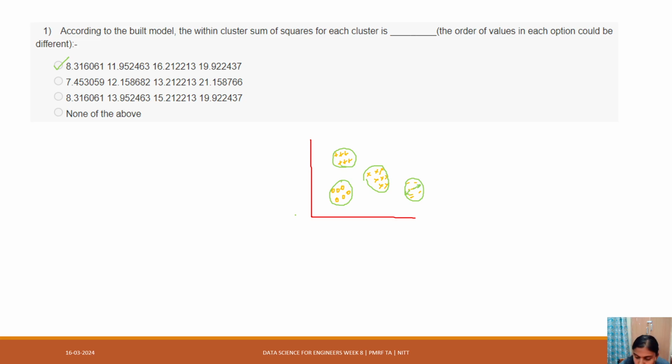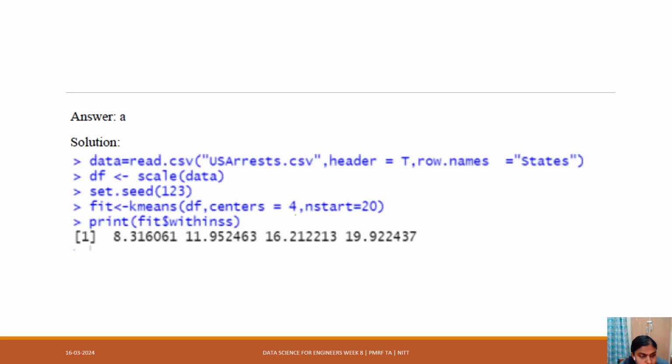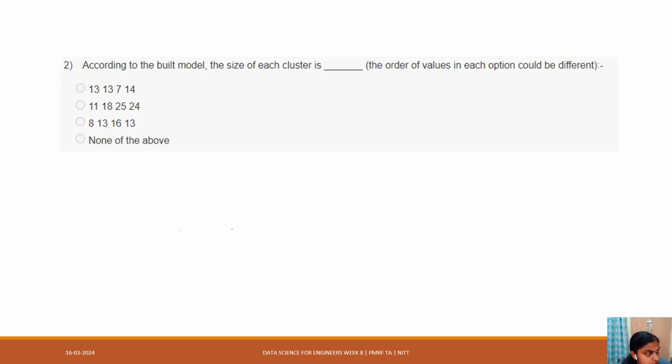Okay, I think I can move on with the next question. So I have put the code snippet here: you have to read the data, and after that df is equal to scale of data, set seed, and then you have to fit the k-means algorithm to the name fit. Then you can print the within SS values, and you'll get the particular answer which is given there.